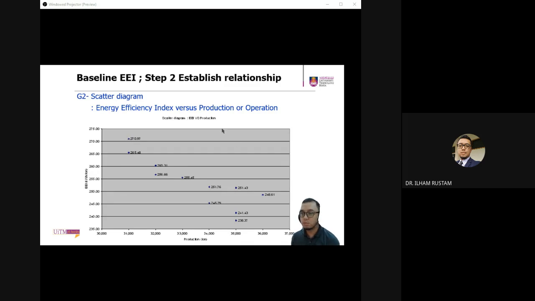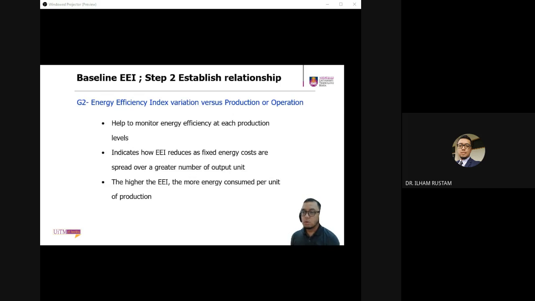So from this production or operation punya plot ni, you can tell your boss, try to hit production ton 34,000 above. That means this is the most efficient of energy being used. If possible, 35 lah, sebab it seems that this is the lowest amount of EI observed. So try to achieve 35,000 per month when your operation. Okay, so that's how you define the data. So it helps to monitor energy efficiency at each production level.